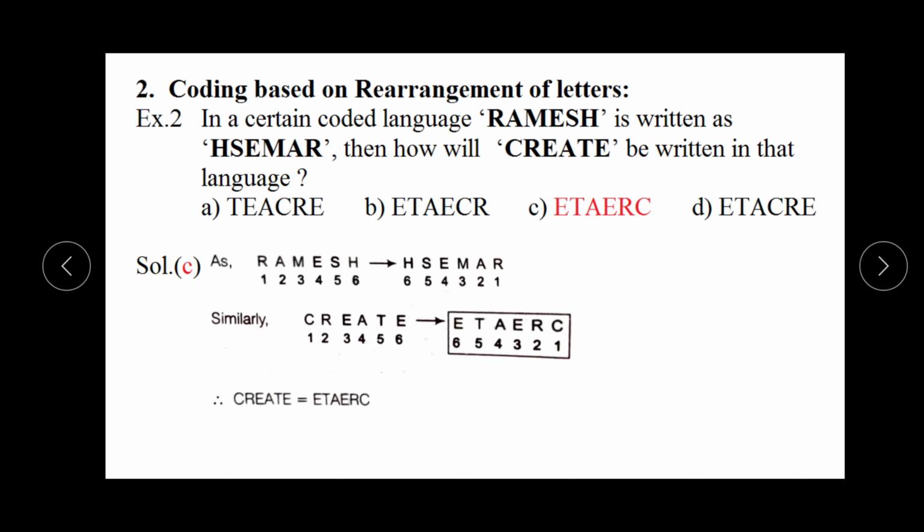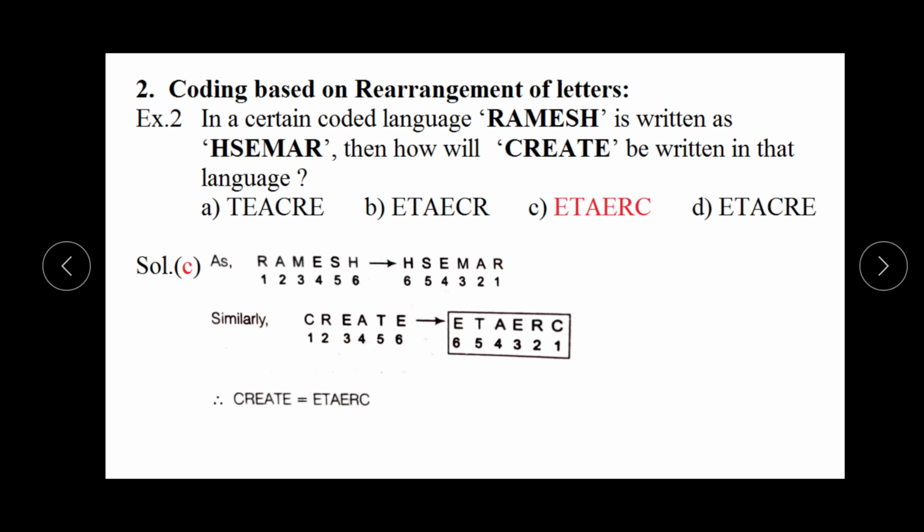If the required word is of 5 alphabets, that time also we will apply the same rule. We will write from the last to first. So here we will check that create is of 6 alphabets. It means we will write from the last to one, E T A E R C. That is the third option.